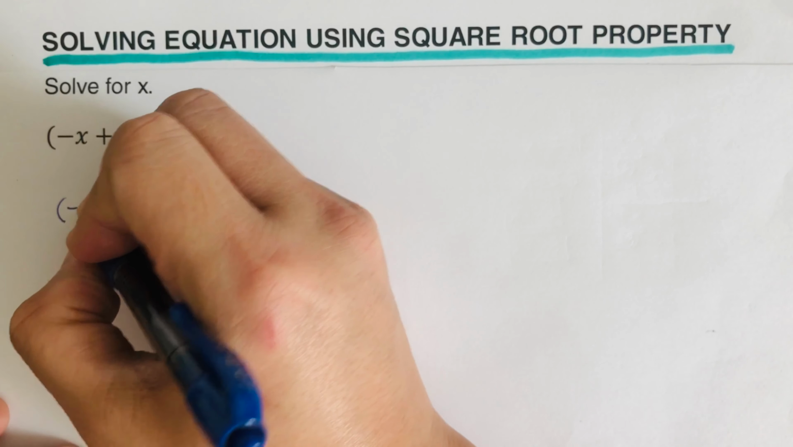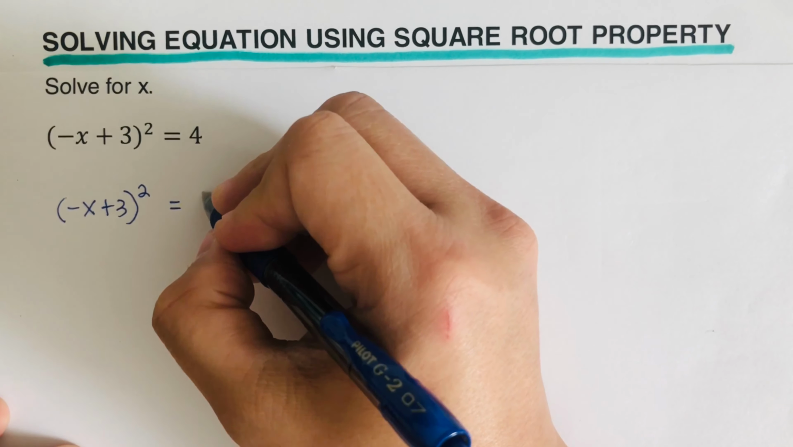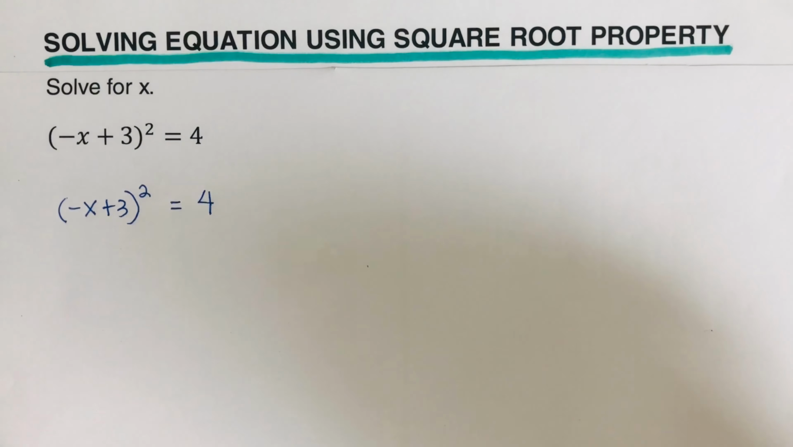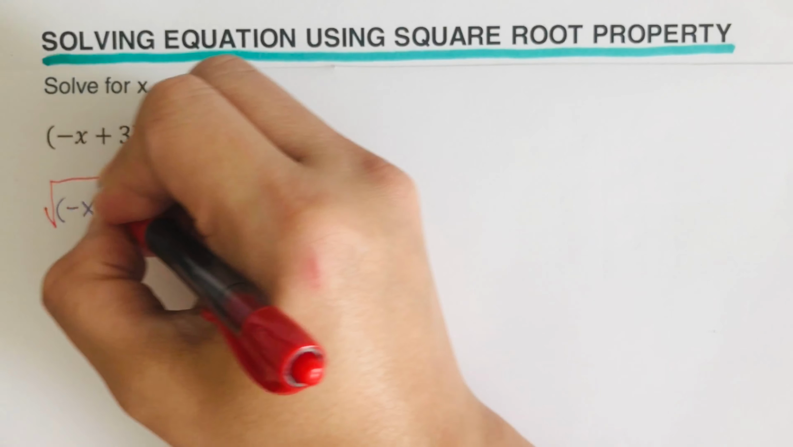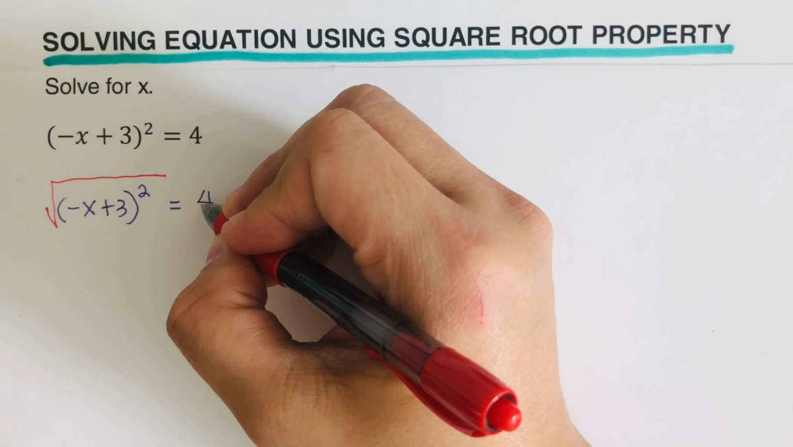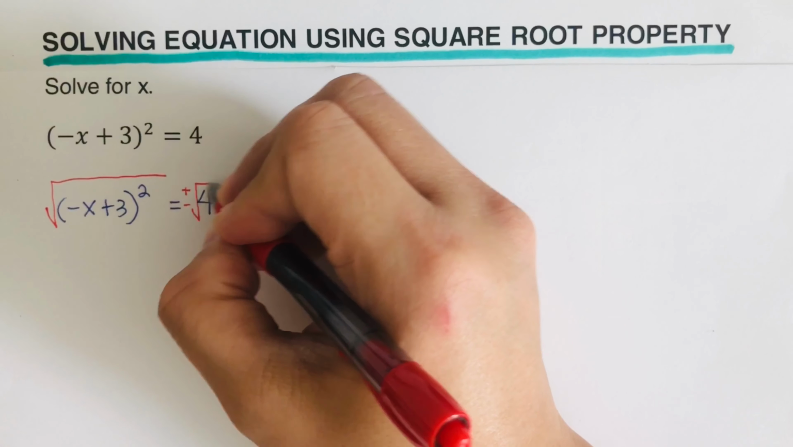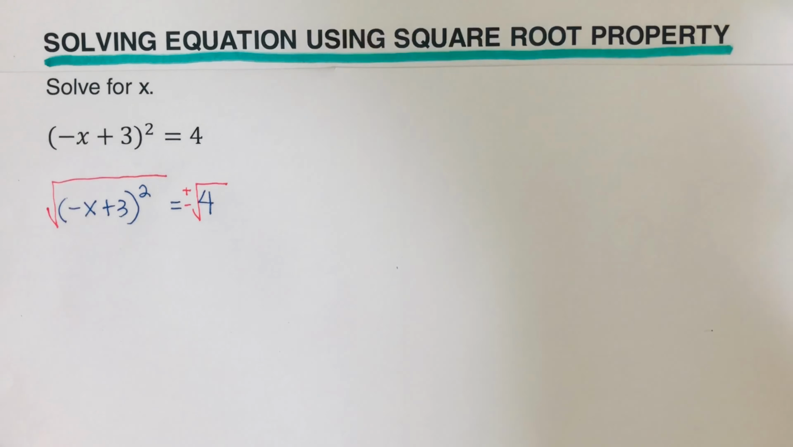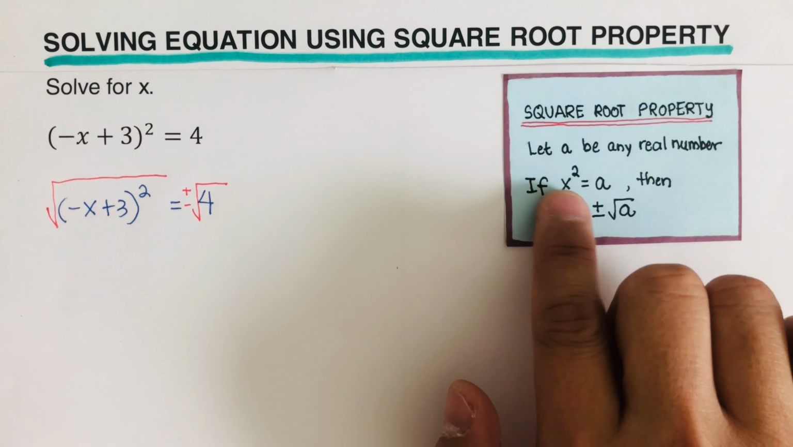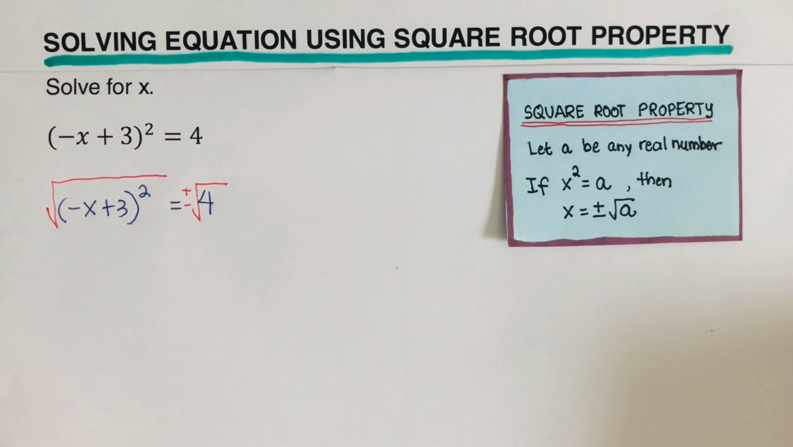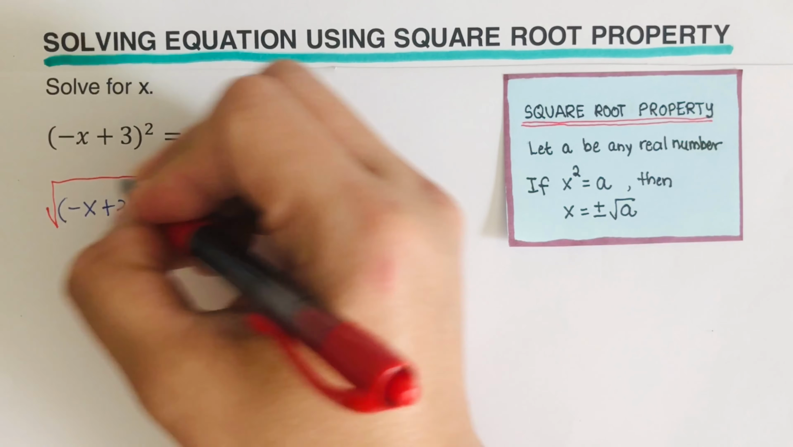So that is negative x plus 3 squared is equal to 4. Again, the second step is to square root both sides. I'm going to square root this side right here, and when I square root this side, I will have to put a plus minus square root of 4. Again, that is based on the square root property. When we square root both sides, it's going to be a plus and minus. So I did a plus minus square root of 4. Then we go ahead and cross out the squared and the square root.